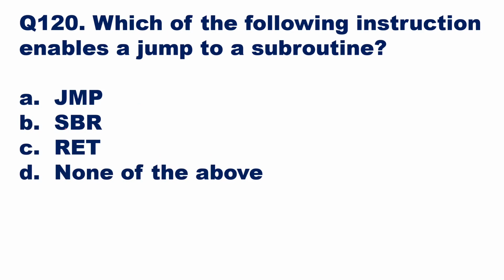Which of the following instructions enables a jump to a subroutine? So in PLC programming, obviously the jump is given as JMP. So whenever you use JMP, it is enabling a jump to a subroutine. So JMP is the answer here. So option A, JMP, is enabling a jump to a subroutine. It is an instruction which will enable a jump to a subroutine. So here option A, JMP will give the correct answer. That is the instruction which enables a jump to a subroutine.